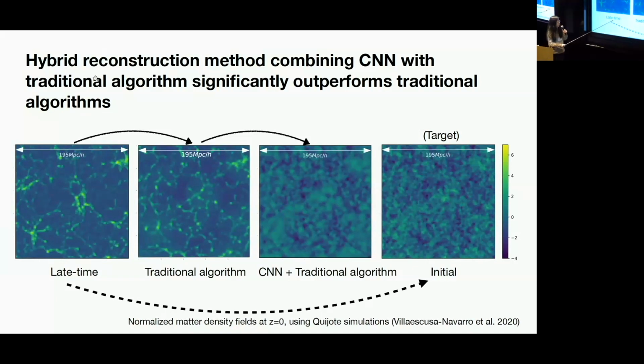The traditional algorithm, which is based on perturbation theory, gets us here, which is less nonlinear, but quite far away from an initial condition. So I use a hybrid reconstruction method that combines the CNN and the traditional algorithm. And so that gets us here, and that's much closer to the initial condition.